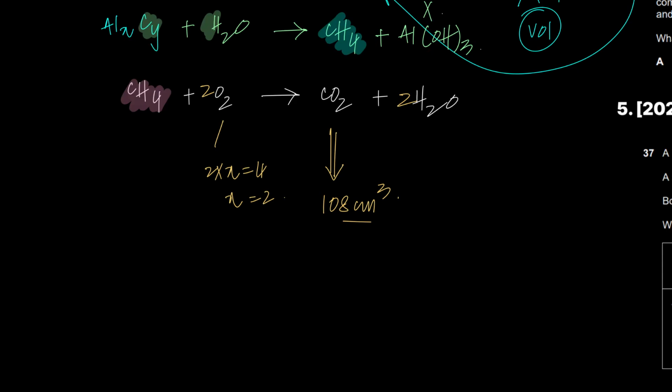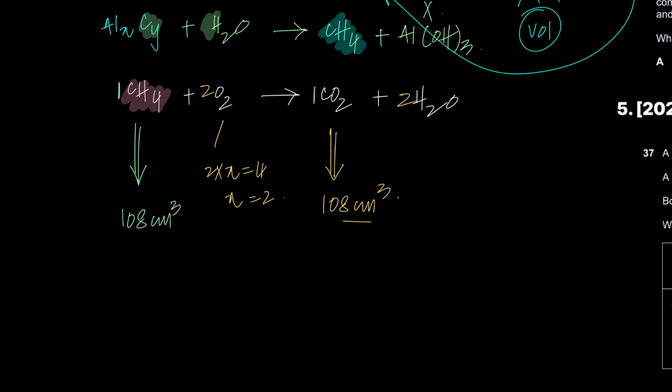I know that the molar coefficients are also the ratio of gases. If you have 1 mole of methane giving you 1 mole of carbon dioxide, it's the same as saying 1 centimeter cube of methane gives you 1 centimeter cube of carbon dioxide, or 1 decimeter cube of methane gives you 1 decimeter cube of carbon dioxide. So if you have 108 cm cube of carbon dioxide, how much methane would have formed this 108 centimeter cube of carbon dioxide? The same. 108 cm cube.